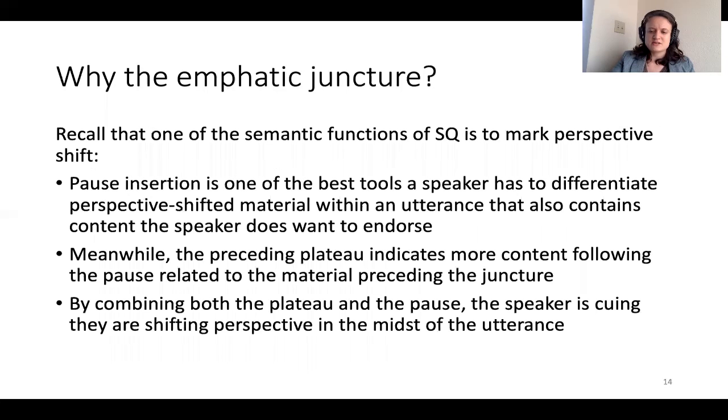However, they make perfect sense when you consider the semantic function of subclausal quotation is to mark perspective shift. First, pause insertion is one of the best tools a speaker has to differentiate perspective shifted material within an utterance that also contains content the speaker does want to endorse. Meanwhile, the preceding plateau indicates more content following the pause related to the material preceding the juncture. By combining both the plateau and the pause, the speaker is cueing that they are shifting perspective in the midst of an utterance.